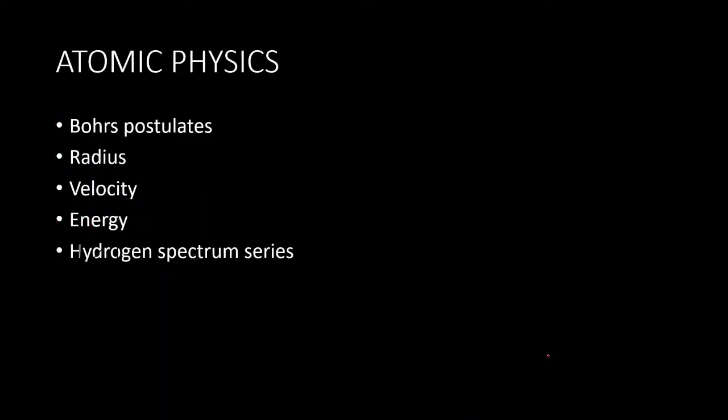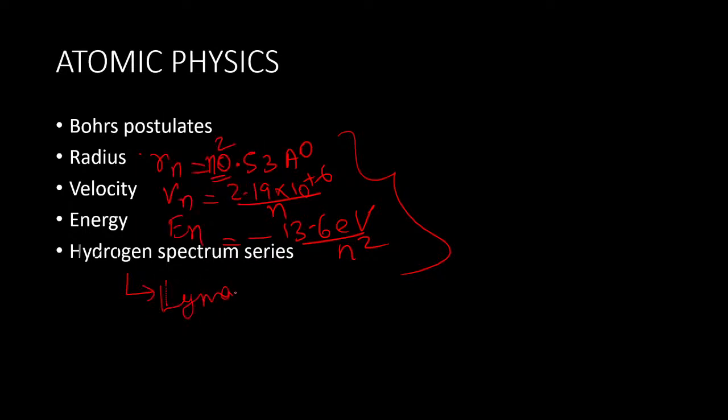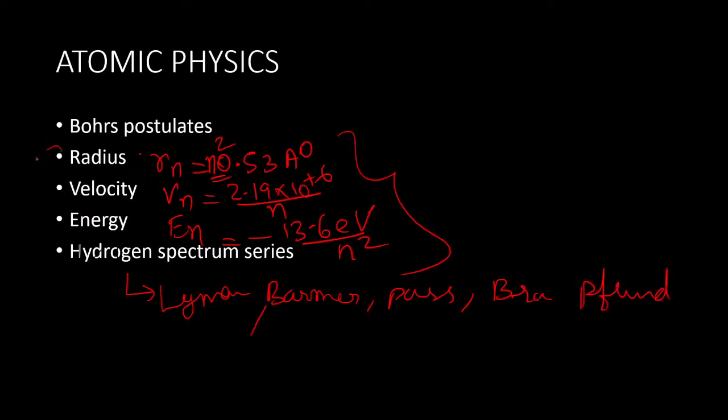Okay, next. Bohr's theory: radius of nth orbit, velocity of nth orbit, energy of nth orbit. Radius is 0.53 angstrom unit times n square. First orbit n is 1, second orbit n is 2. Velocity of nth orbit is 2.19 into 10 power 6 divided by n. Energy is 13.6 eV divided by n square. According to the n value you can change the number; it all depends on n. Hydrogen spectrum series: Lyman, Balmer, Paschen, Brackett, Pfund. These are the 5 hydrogen spectrum series. From here you can only get direct questions; very little chance of numericals.